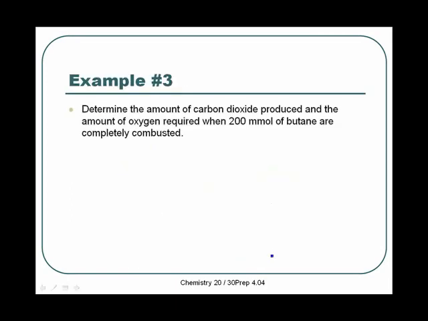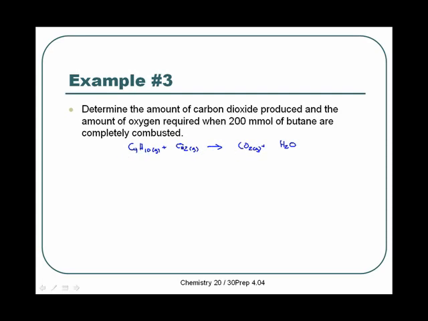Alright, one more example here. We want to determine the amount of carbon dioxide produced and the amount of oxygen required when 200 millimoles of butane are completely combusted. And this time they didn't give us a formula, so we have to make one on our own. And we know that butane is C4H10 gas. If we're combusting it, then they're telling us the type of reaction we're doing. It reacts with oxygen. And now we've got to predict our products. And our products are going to be carbon dioxide and water.